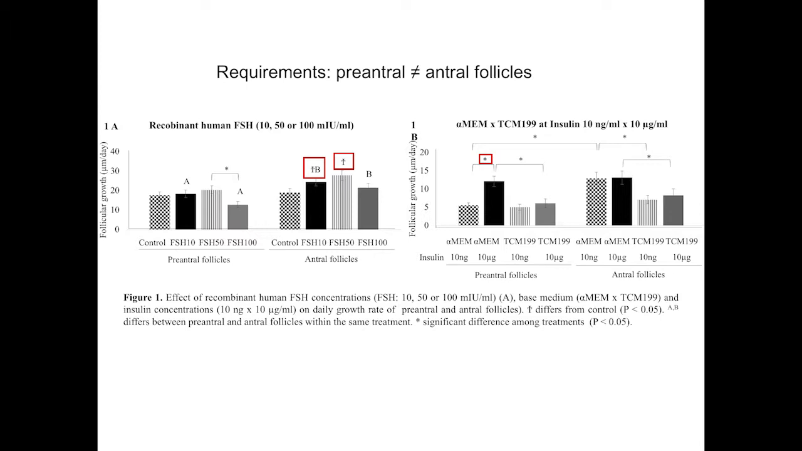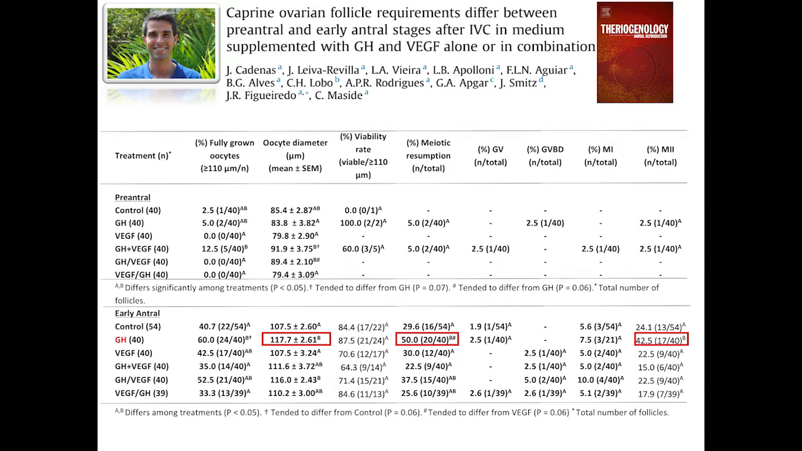In fact, addition of FSH stimulates follicle growth rate in antral follicles, but not preantral follicles. However, a difference between low and high insulin was only observed in preantral follicles. Moreover, GH addition to a base medium containing low insulin increased oocyte diameter, meiotic resumption, and metaphase 2 rates only in antral follicles, but not preantral follicles.